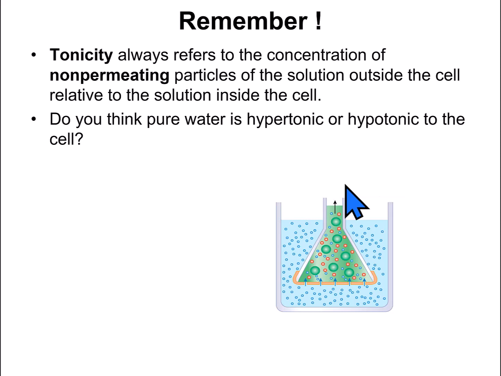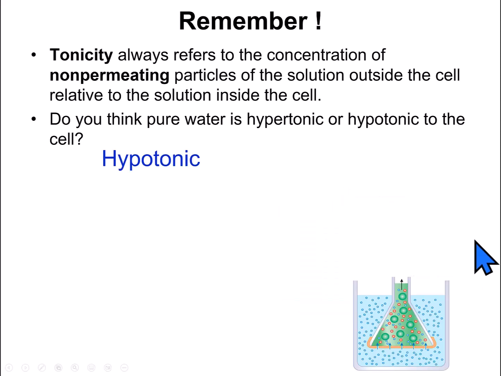Let me ask you a question. Do you think pure water is hypertonic or hypotonic to the cell? It would be hypotonic because pure water only consists of H2O molecules. It would be like buying deionized water. It's only H2O. There's no solutes in there. So since there's no solutes, the cell has solutes inside of it, pure water would be hypotonic to the cell.